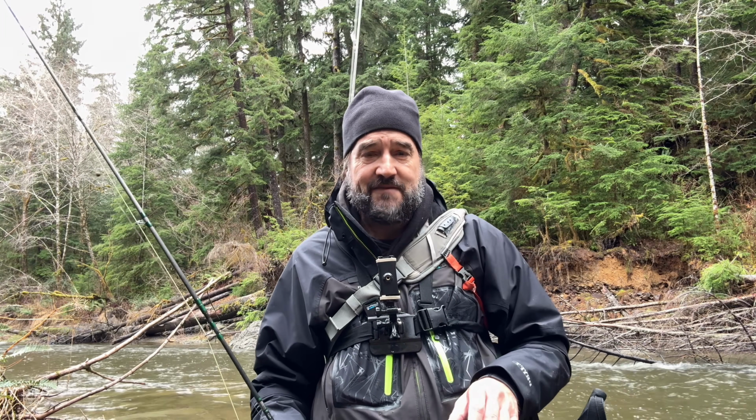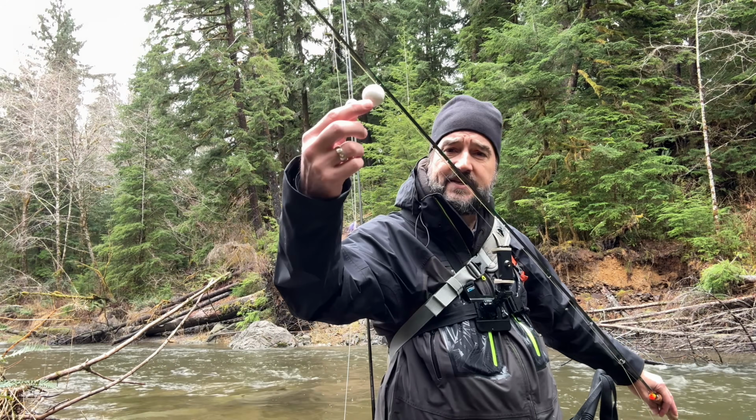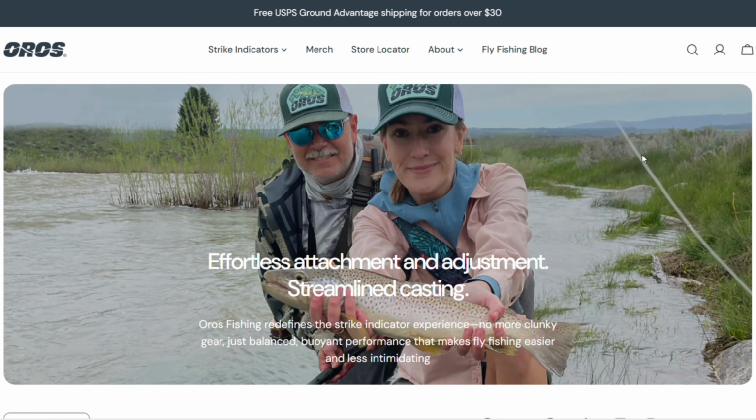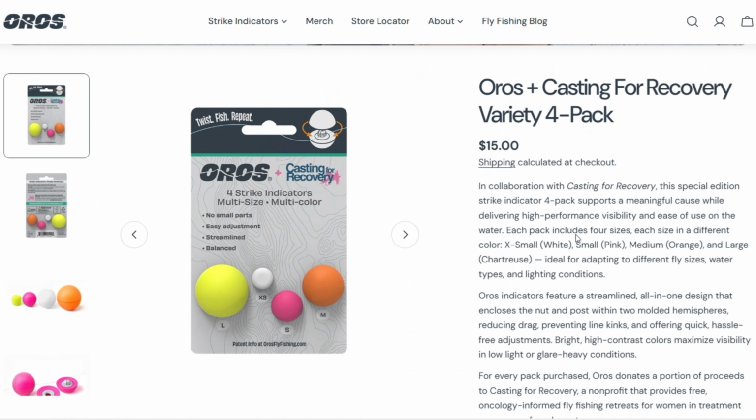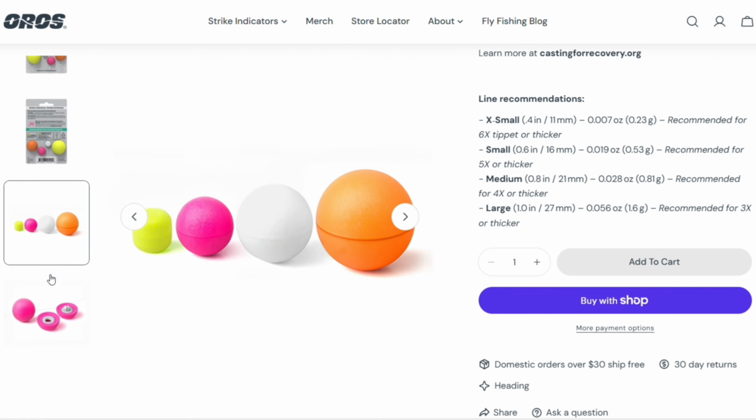And speaking of indicators, I've used a lot of different indicators in my time. Wool indicators have a tendency to get waterlogged really quick. Those other ones that have the screw top have a tendency to want to twist your line. I have found an indicator that really is the best indicator on the market. It is owned by a family-owned business out of Belgrade, Montana. Patrick invented this indicator. It's the Oros indicator. They float better than anything else out there. They're lighter than anything else out there. They're just a great indicator.